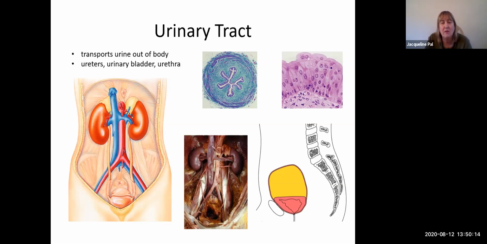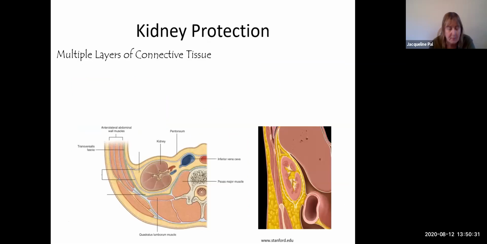And the first, coming from each kidney, you have a ureter, and both of those ureters then lead to the urinary bladder down low in your pelvis. And from there, you have one opening into the urethra. So we'll spend more time exploring all of these much later.